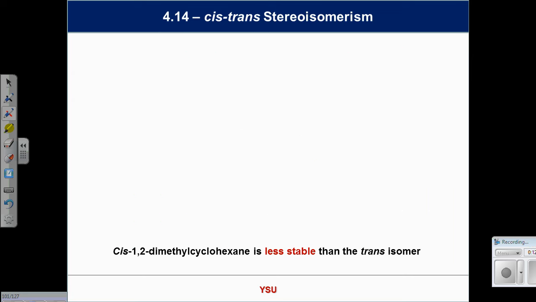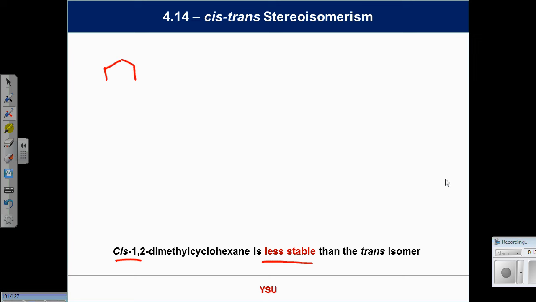And please write this down as you go so you get some idea of how to do this, especially if you're not going to come to my office hours and you're not in recitation. So this is saying that cis-1,2-dimethylcyclohexane is less stable than its trans isomer. We have to prove that. What's the first thing I do? I draw down some representation of the molecule I'm dealing with.